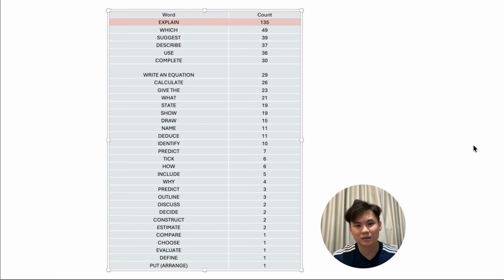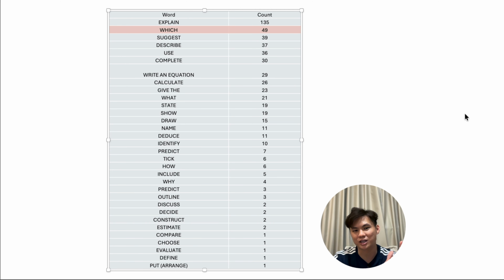Okay, so next one will be "which". Which is also talking about a selection of things. You're trying to choose from a given set of choices. And you can see over here, that's 49, the second highest of all action words, which goes to show the skill of choosing the right things in front of you is also very important.